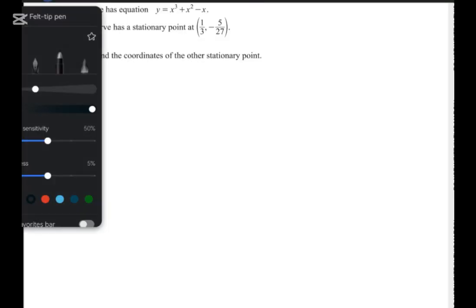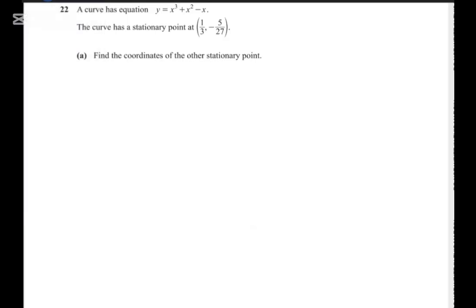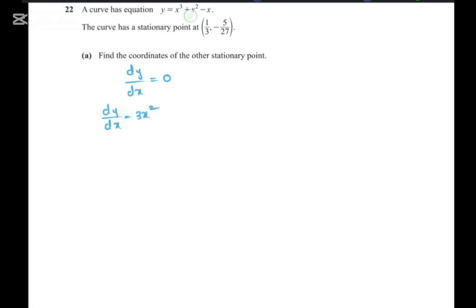So for the other stationary point, we have to differentiate the equation. We will set dy by dx as 0. So dy by dx is: x cubed gives 3x squared, x squared gives 2x, and minus x gives just 1, so minus 1.